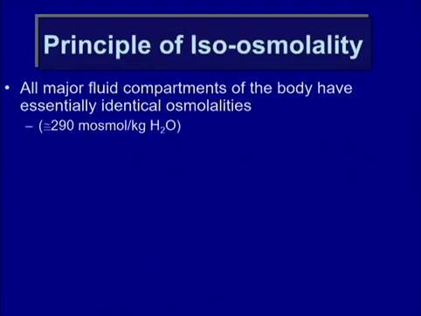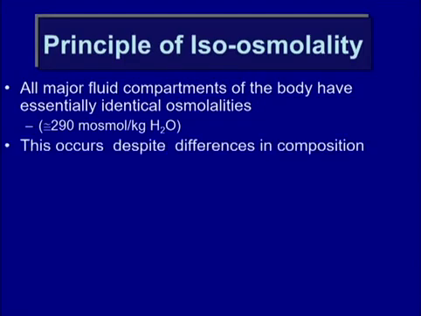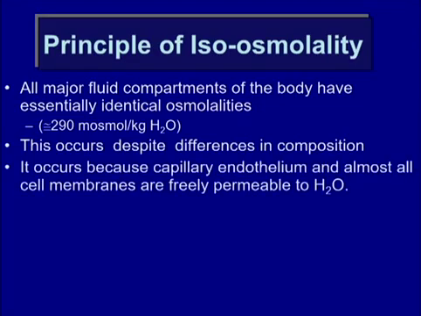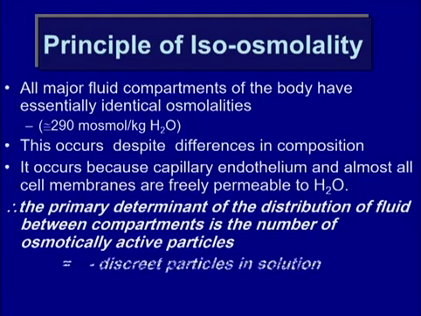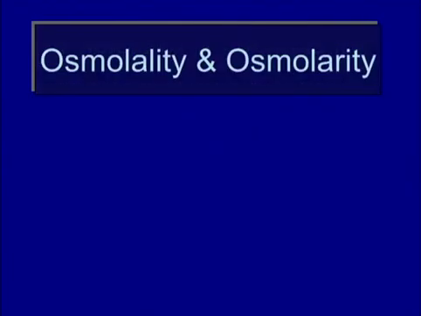And I said there was this principle of isoosmolality. I'll just repeat it because of the distraction here. All major fluid compartments of the body have essentially the same osmolalities, around 290 milliosmoles, and this occurs despite differences in composition. And it occurs because the capillary endothelium and almost all cell membranes are freely permeable to water. So I said the primary factor determining that distribution of fluid is the number of osmotically active particles in each region. And this is discrete particles independent of their valence. All right, we'll move on now.